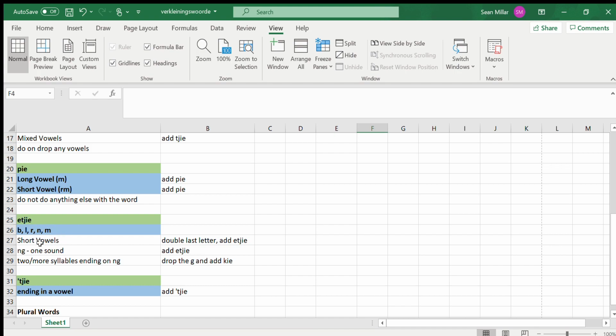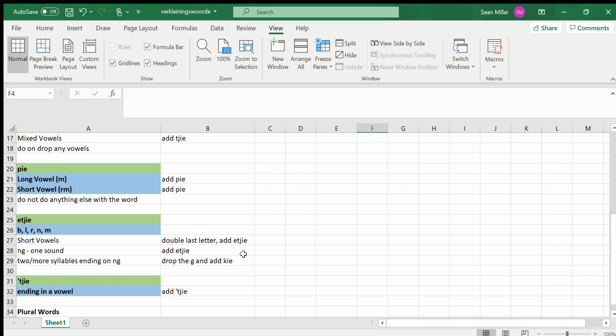Then this goes back to that naughty little rascals rule, except this applies for your short vowels, your NG where it's pronounced as one sound, and two or more syllables ending in NG. This happens when a word ends on a B, L, R, N, M, and it is a short vowel. A nice way to remember this is Bob likes really nice meat. And we know for this rule we're adding an ETJIE. So for short vowels, because what we're adding begins with a vowel, E is the vowel, we double the last letter and we add an ETJIE.